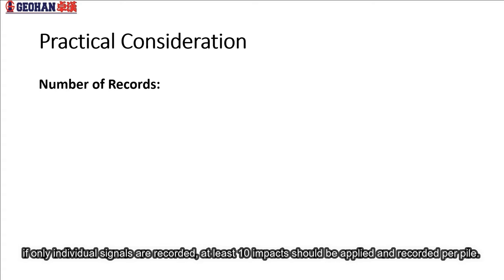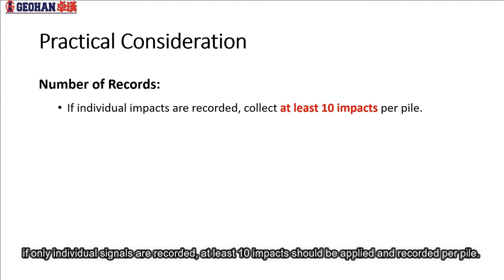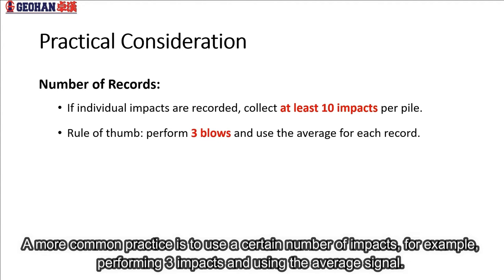If only individual signals are recorded, at least 10 impacts should be applied and recorded per point. A more common practice is to use a certain number of impacts, for example, performing 3 impacts and using the average signal.